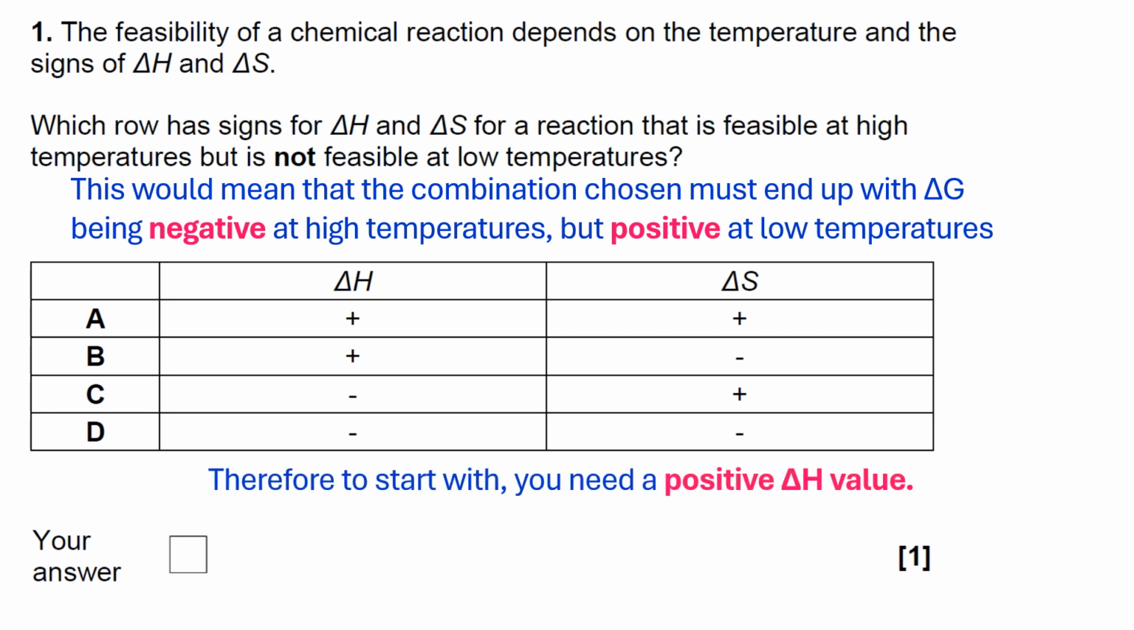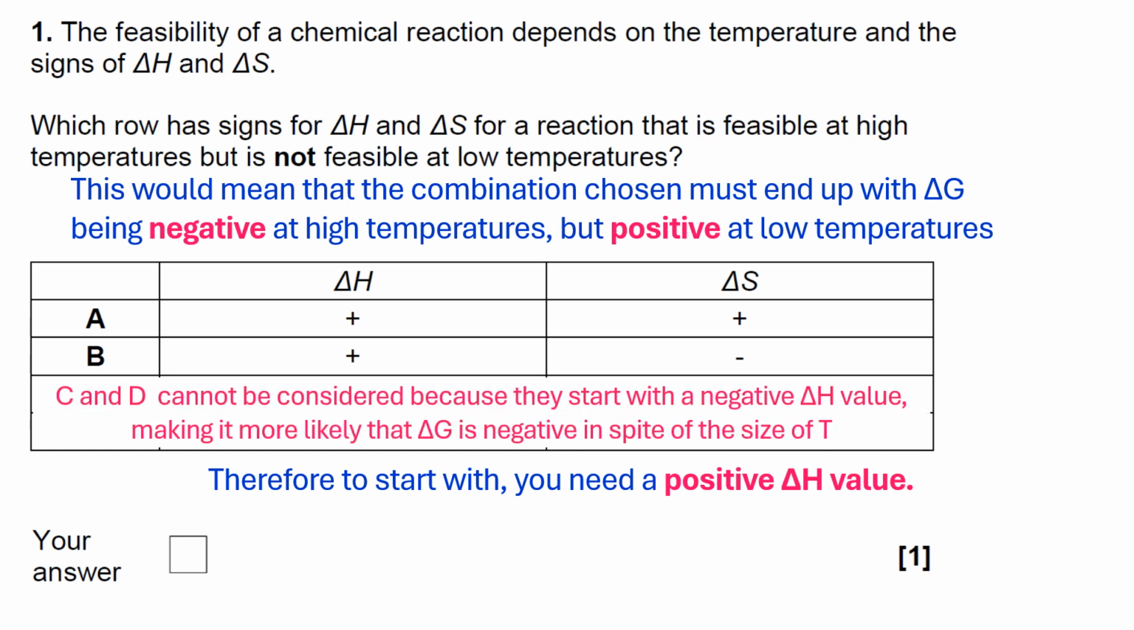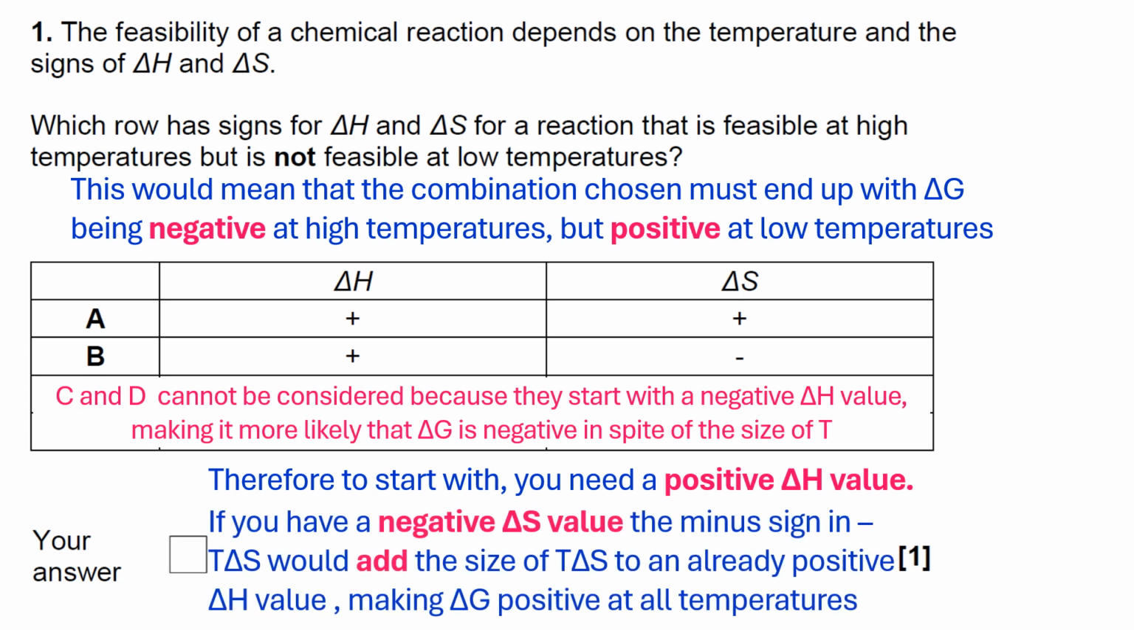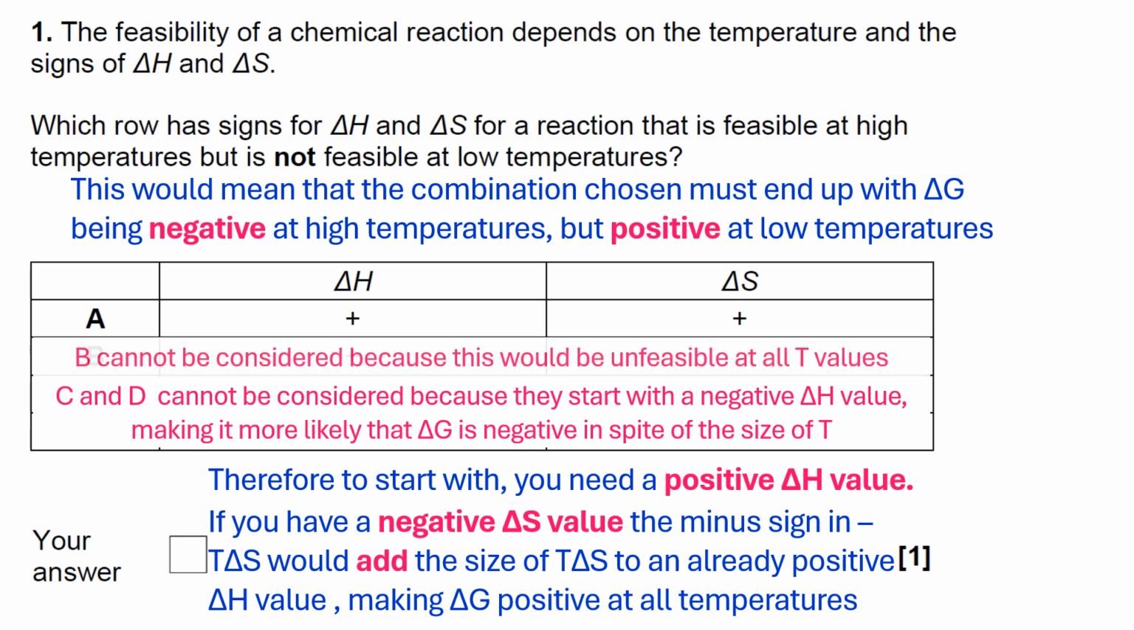So to start with, to make this work, you need a positive delta H value. So we can eliminate C and D because they start with a negative delta H value, making it more likely that delta G is negative in spite of the size of T. So next, let's have a look at A and B. If you have a negative delta S value, the minus sign in minus T delta S would add the size of T delta S to an already positive delta H value, making delta G positive at all temperatures. This eliminates answer B, because this would be unfeasible at all values of T.